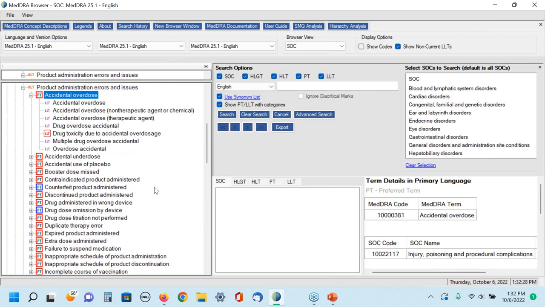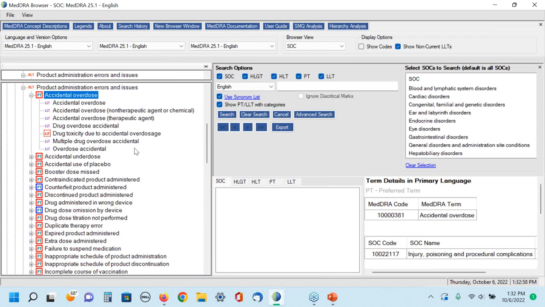Now, here's an interesting thing that I noticed that several of you said, and this is one of those situations where I'm going to propose an LLT, but some of you propose something different. And I'm not going to say that you're right and I'm wrong, or I'm wrong and you're right. In the choices that I selected accidental overdose. Some of you said accidental overdose therapeutic agent, and I don't think that's incorrect either.